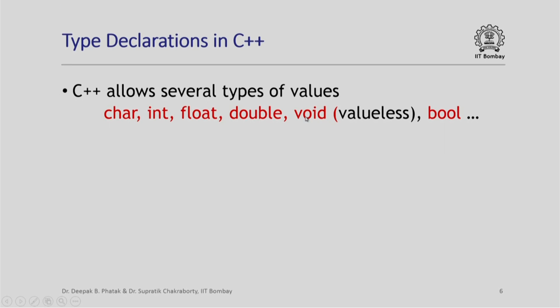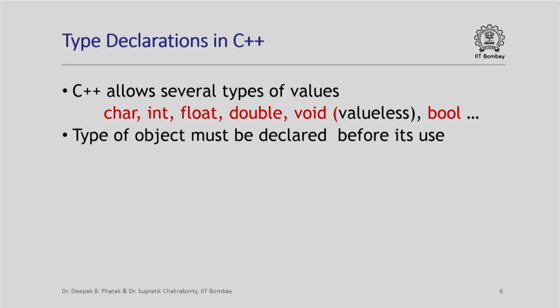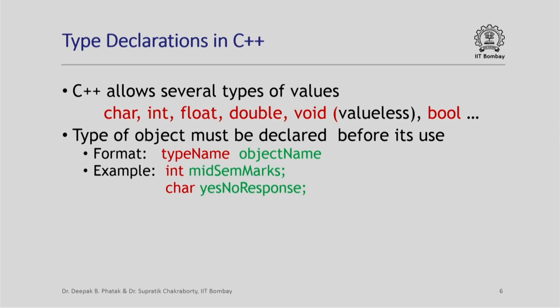You could also have the type void, which means that a variable or an object of this type does not have a specific value associated with it. Similarly, you could have the type bool for a boolean. Now, the type of an object must always be declared before its use. You cannot use an object until you have declared its type already. The way you define the type of an object is by saying type name, space, object name. For example, I could have integer midsem marks or character yes no response.